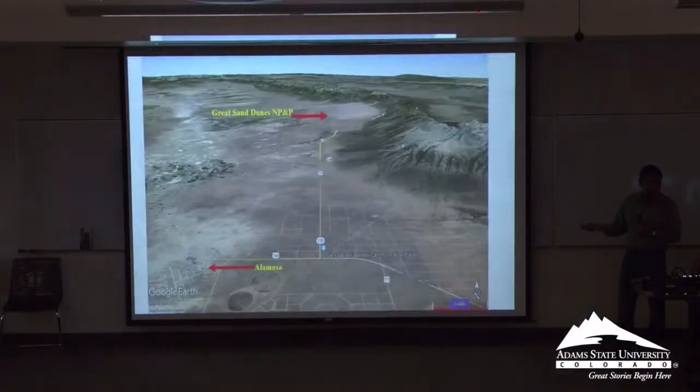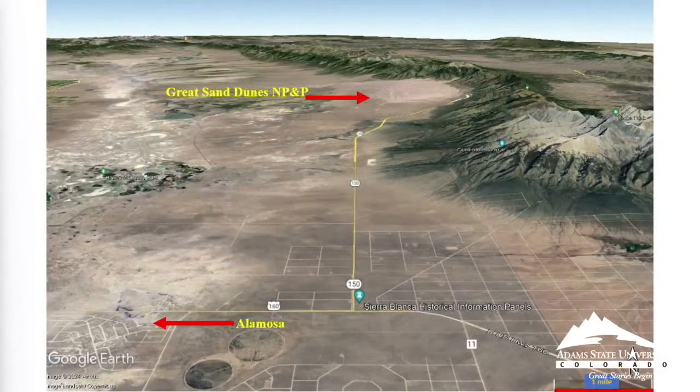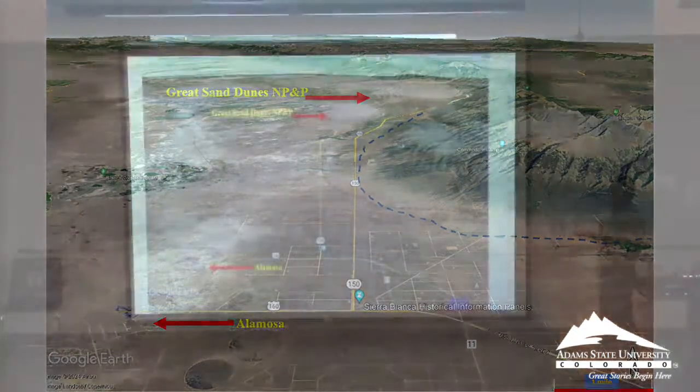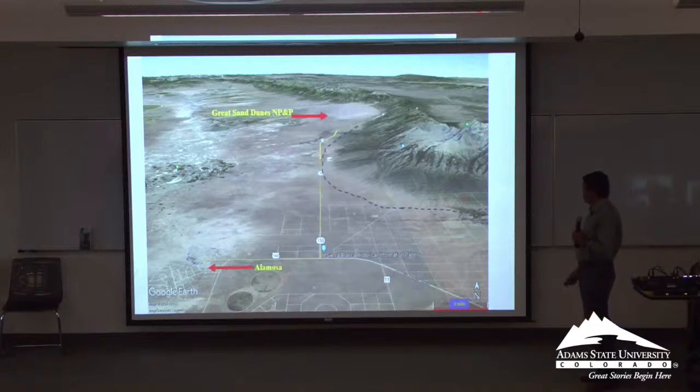So I'm going to now show you some fans here in the valley. This is Highway 150 that goes to the sand dunes, and here is an apron of fans that have formed all along the mountain front. This is the fan that we saw in the title slide. This is the fan that comes out of the Blanca. This is the Blanca Creek alluvial fan.